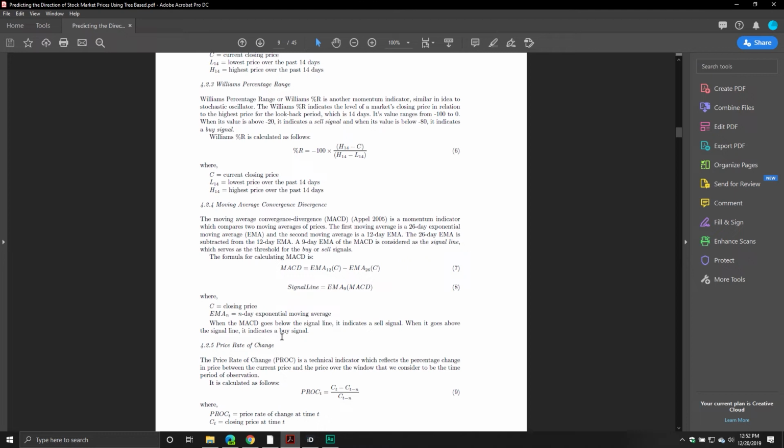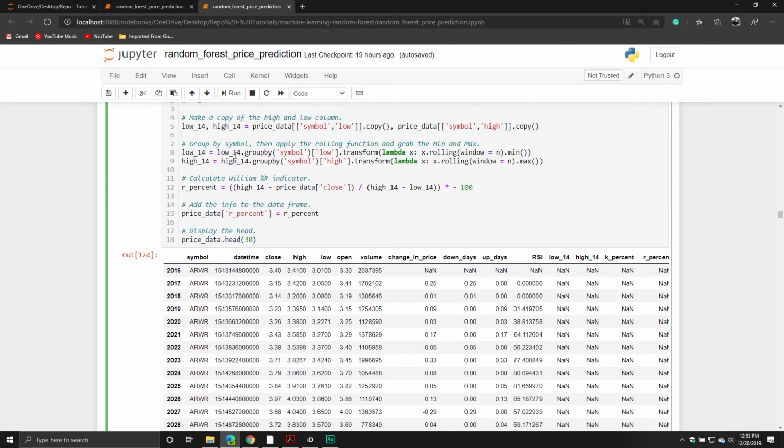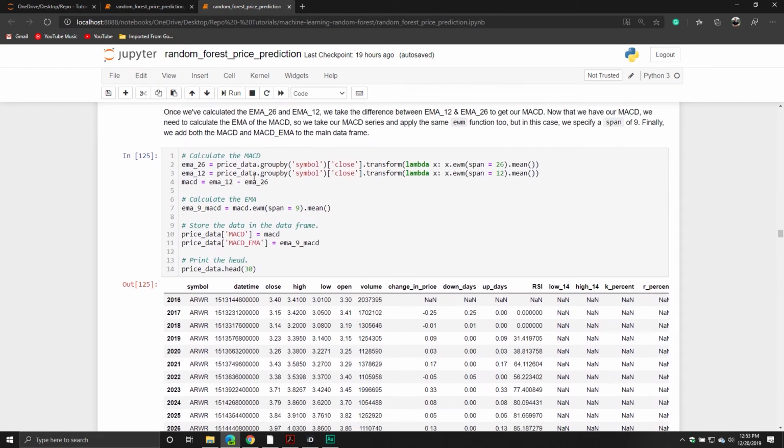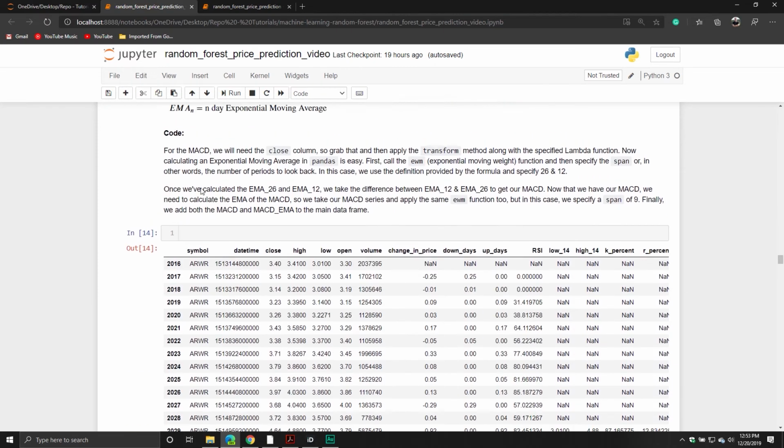So the actual value that we're calculating is considered as the signal line, which serves as a threshold for the buy or sell. So when the MACD goes below the signal line, so when the MACD goes below the EMA of the 9-day, the EMA of the 9-period MACD, it indicates a sell signal. And when it goes above that signal line, it indicates a buy signal. So again, another momentum indicator. This one is very similar kind of to what we were doing up above. I think it's actually a little bit easier per se.